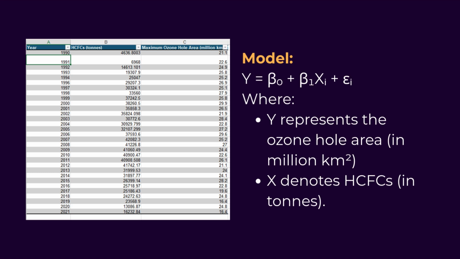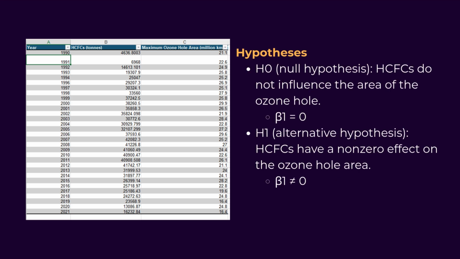A regression line of best fit is a linear equation that predicts y, where y represents the ozone hole area in million kilometers square, and it is predicted based on x, which is the HCFCs amount in tons. We need to state both hypotheses before running the test.